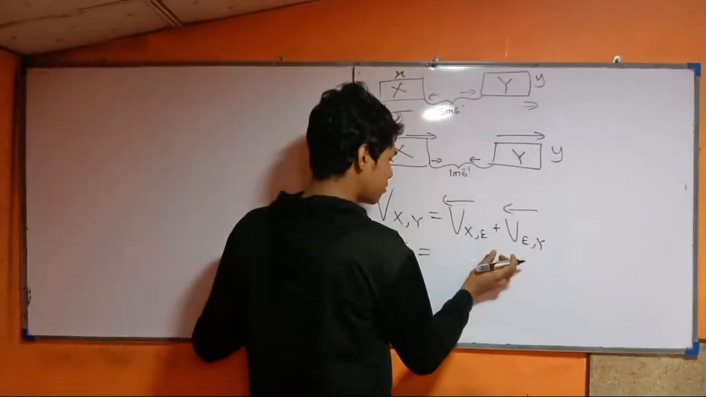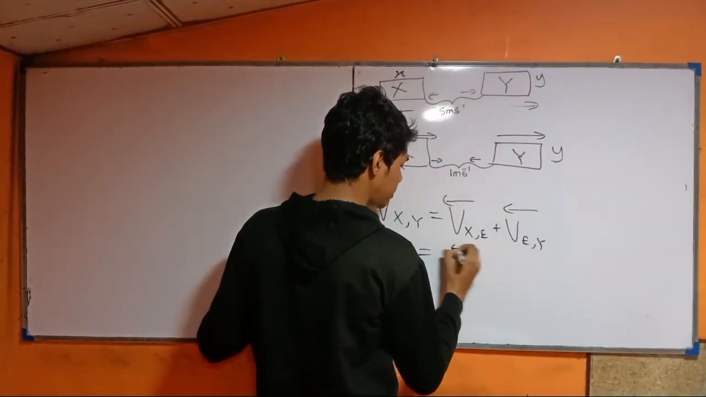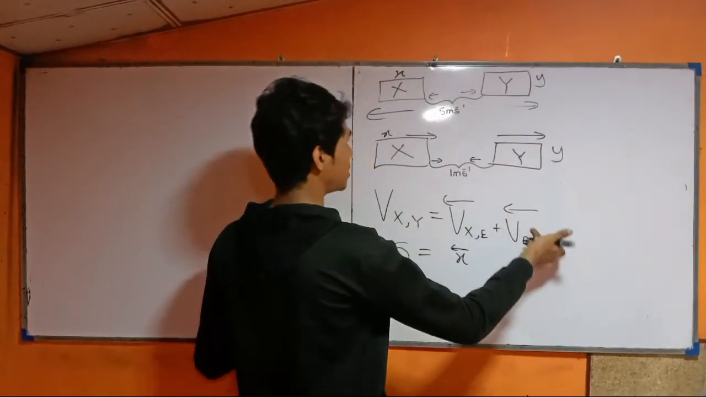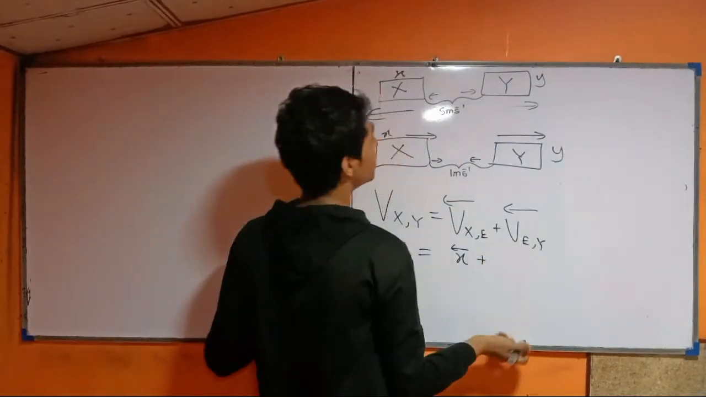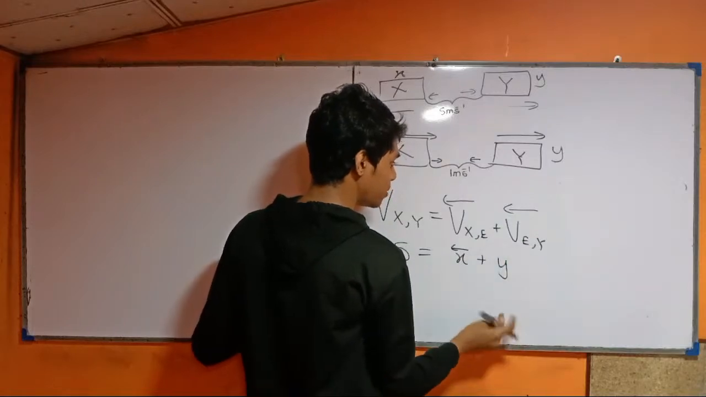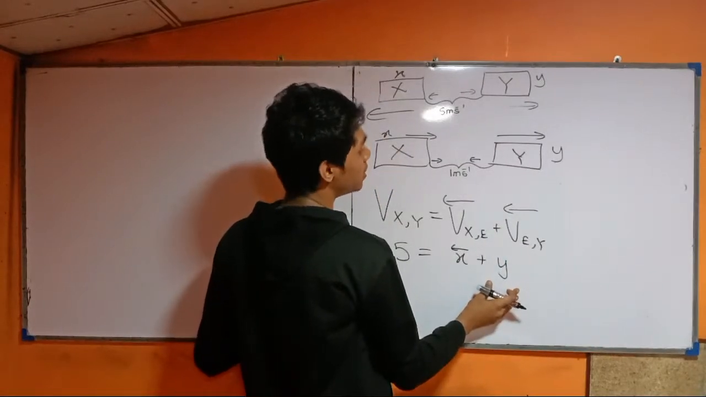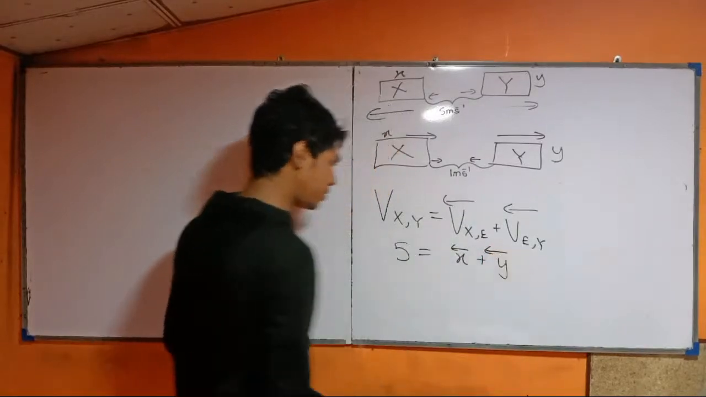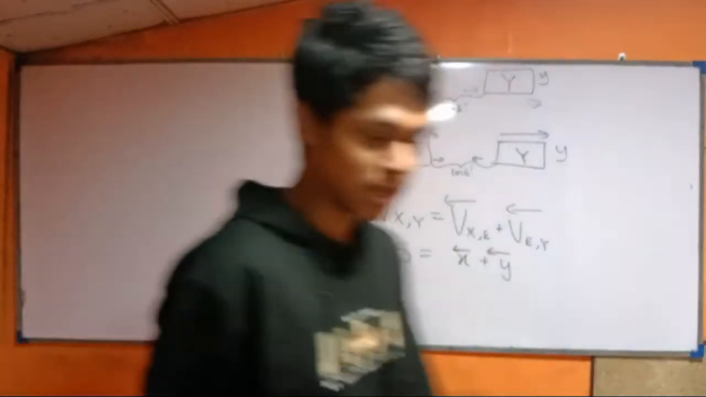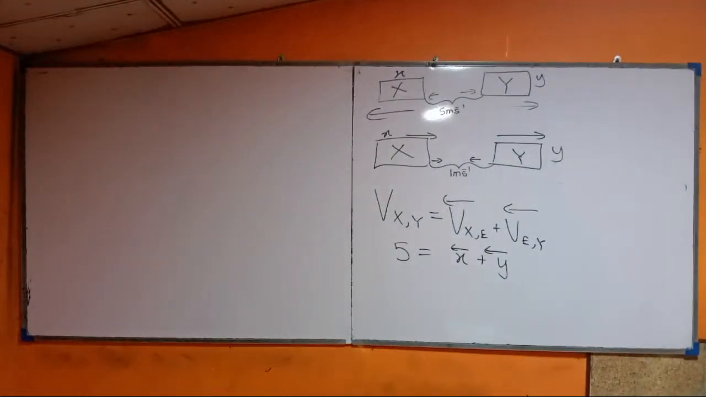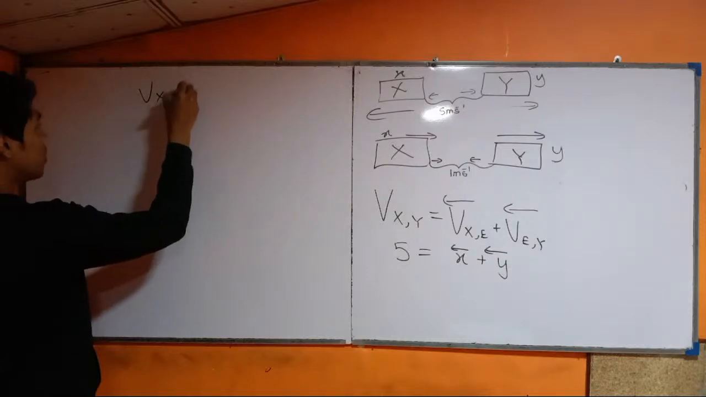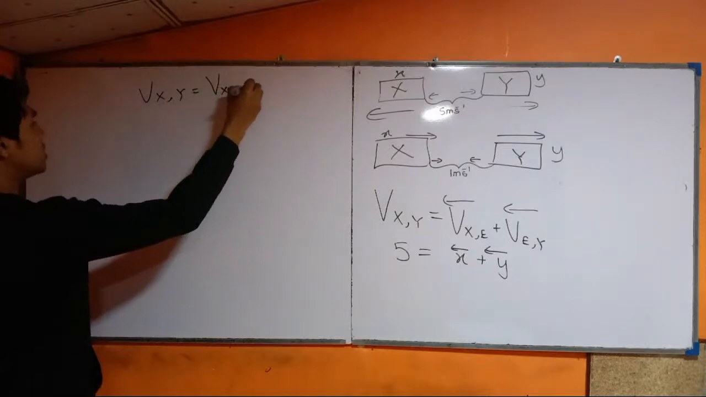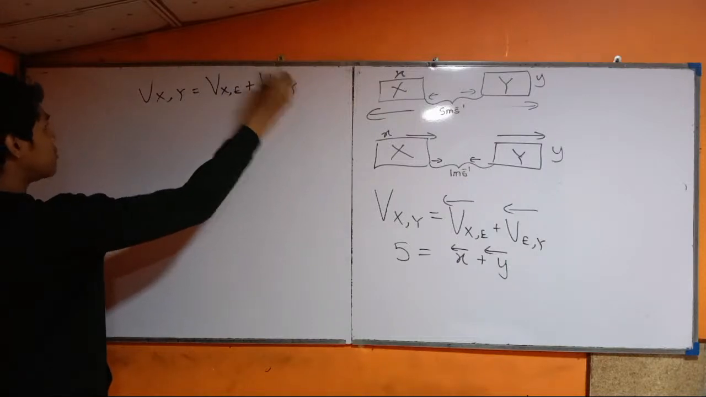So velocity of x with respect to earth is going to be x in this direction. Velocity of earth with respect to y, if this one is going to be that side, then it's going to be y in this direction. That's the first equation we can get. So the second equation we can get: velocity of x with respect to y is going to be equal to velocity of x with respect to earth plus velocity of earth with respect to y.